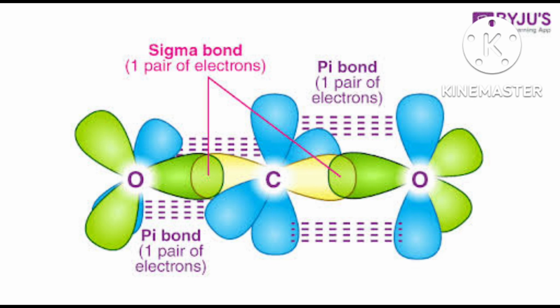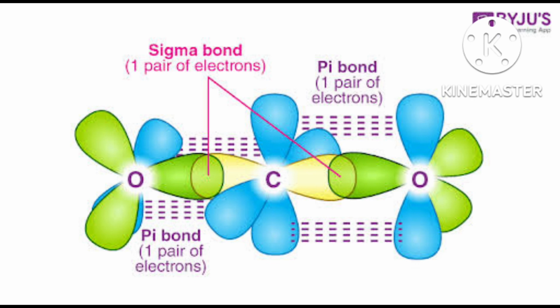I told you, the more the overlapping, the stronger the bond. But here overlapping is less because it is sidewise overlapping. They are not overlapping too much, very little overlapping is there. Both are parallel. That's why this bond is weak, weaker than sigma. Sigma bond is stronger than pi bond.